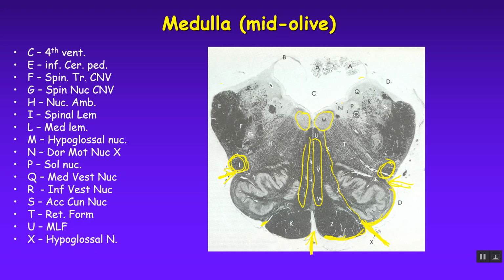N, so again, we're still kind of medial here. N, it's right here and here. That's the dorsal motor nucleus of cranial nerve number 10. And it is motor, I put it in quotes, it's a visceral motor. It's driving some parasympathetic control of your visceral structures.